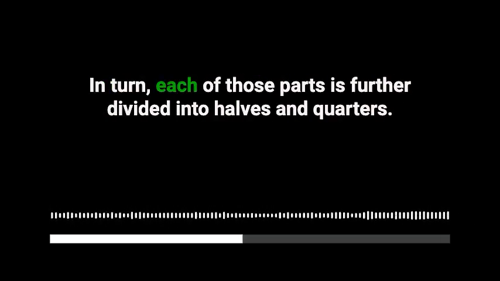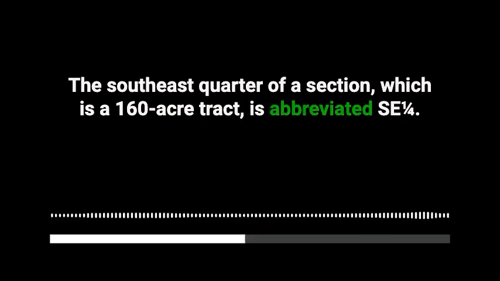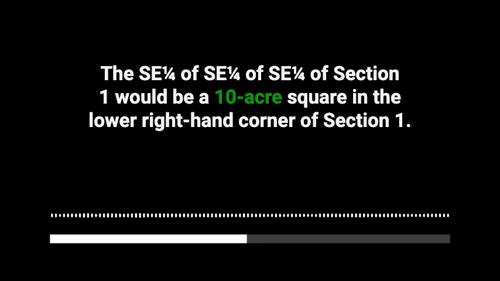In turn, each of those parts is further divided into halves and quarters. The southeast quarter of a section, which is a 160-acre tract, is abbreviated SE 1/4. The SE 1/4 of SE 1/4 of SE 1/4 of Section 1 would be a 10-acre square in the lower right-hand corner of Section 1.